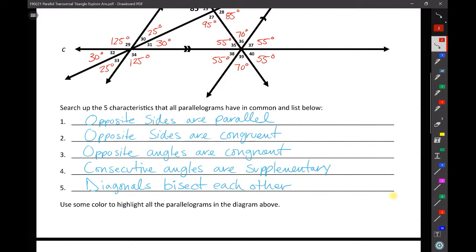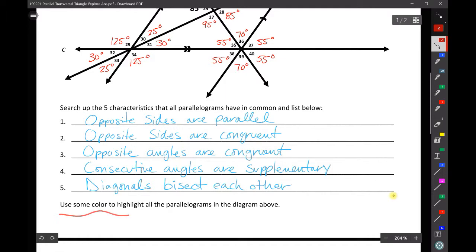We'll talk about what that means. Opposite sides are also congruent here on number 2. Opposite angles are congruent on number 3. Consecutive angles are supplementary. That means they add to 180, right? And then, of course, the diagonals bisect each other. So the purpose of this video is to look at these 5 properties and see how they play out so that you have a good understanding of them and how to use them.